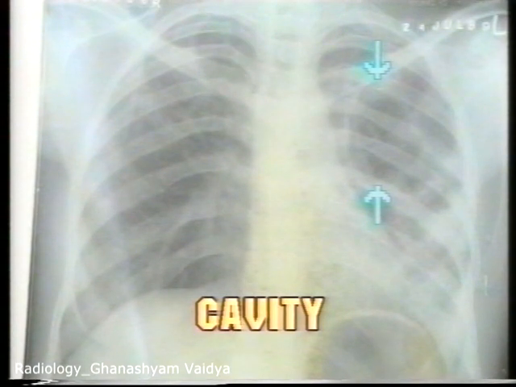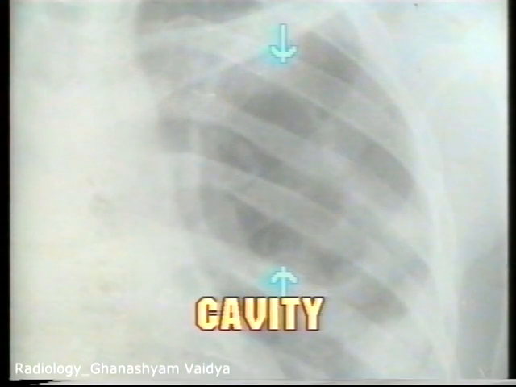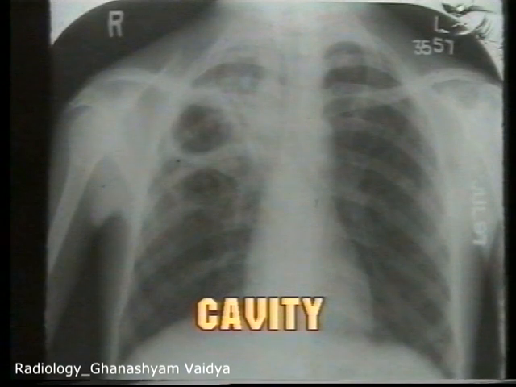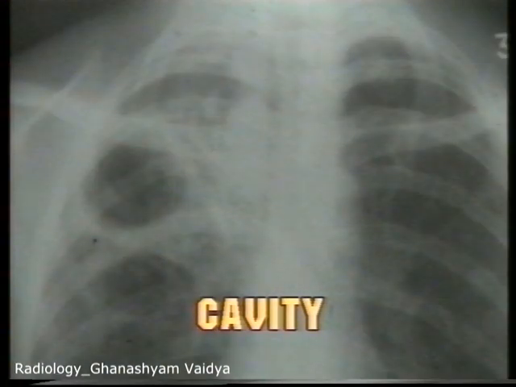In this X-ray, there is a cavity in the left mid and upper zone. It's a very thin-walled cavity and is seen only on close inspection as a radiolucent area without lung markings. This X-ray shows a large cavity in the right upper zone. Note the smooth and thick wall indicating that it is chronic, and the surrounding infiltration in the upper lobe. This is a typical tuberculous cavity.